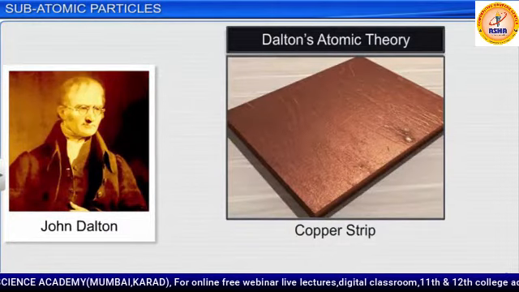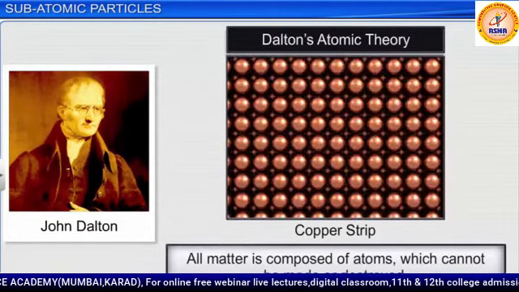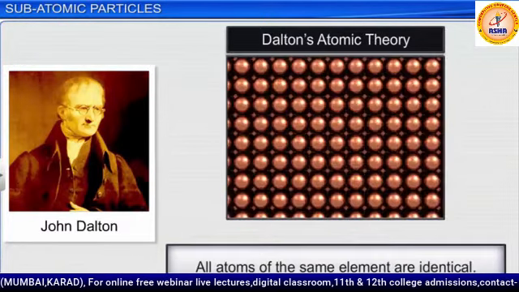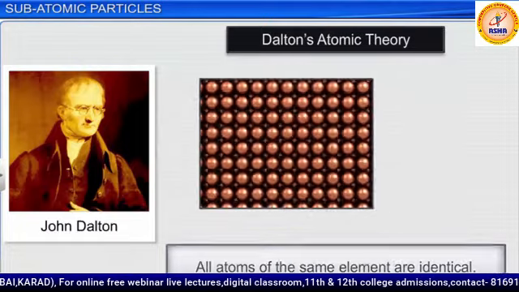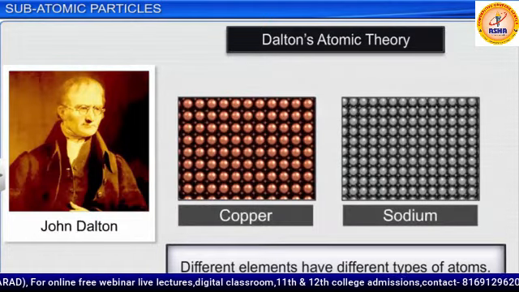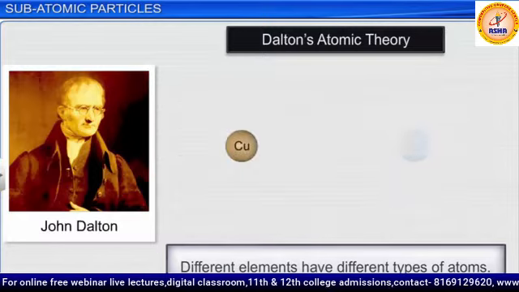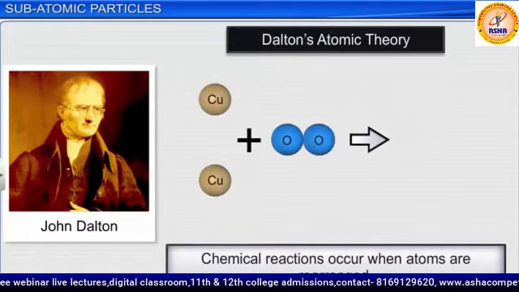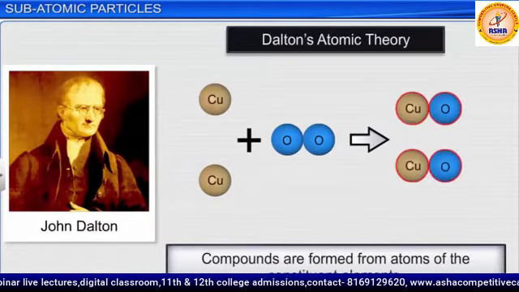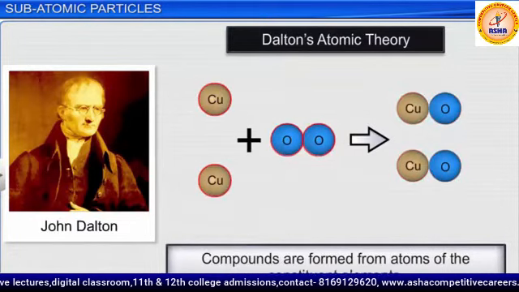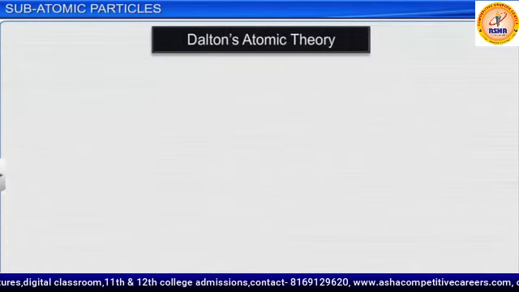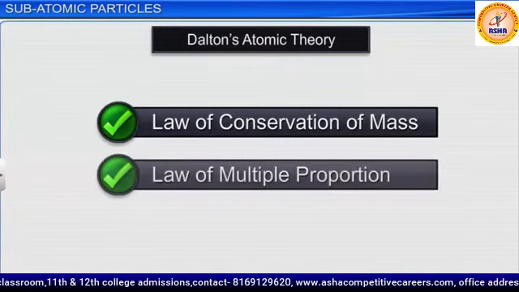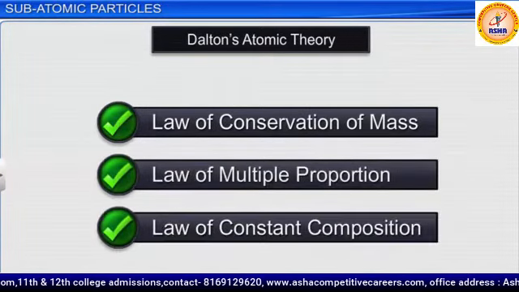It postulates that all matter is composed of atoms that cannot be made or destroyed. All atoms of the same element are identical. Different elements have different types of atoms. Chemical reactions occur when atoms are rearranged. Compounds are formed from atoms of the constituent elements. Dalton's atomic theory was able to explain the laws of conservation of mass, multiple proportion, and constant composition.